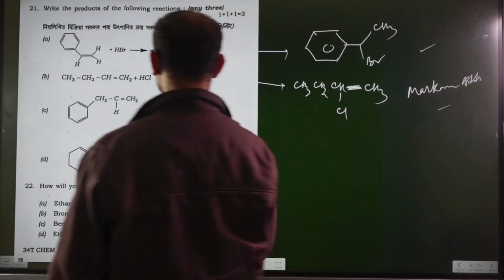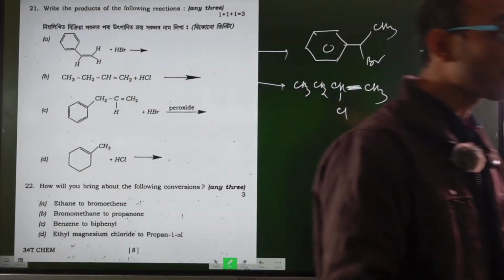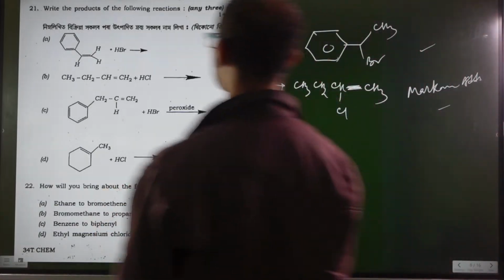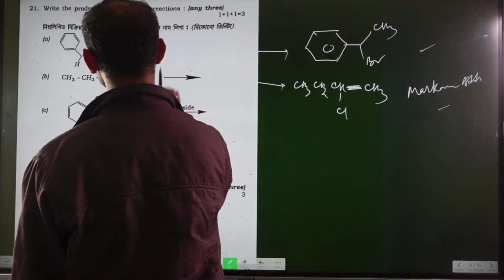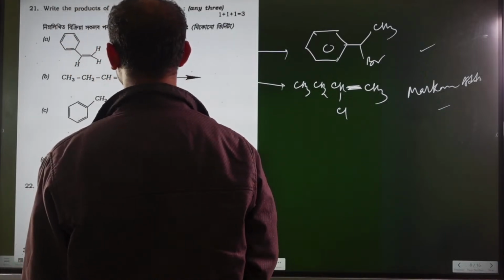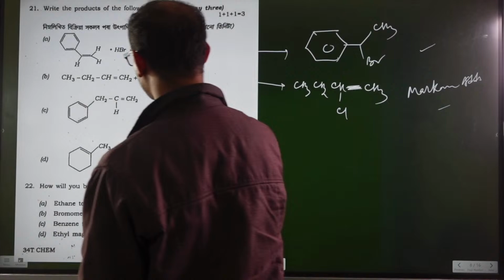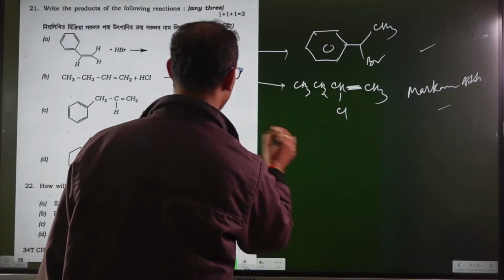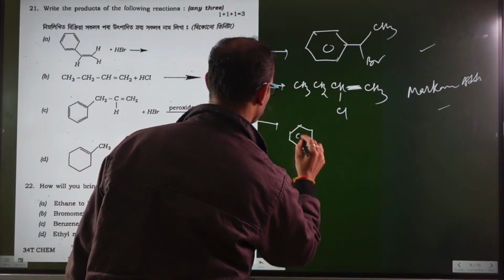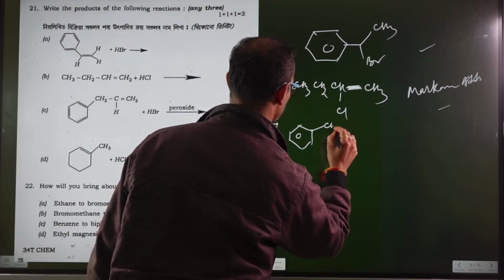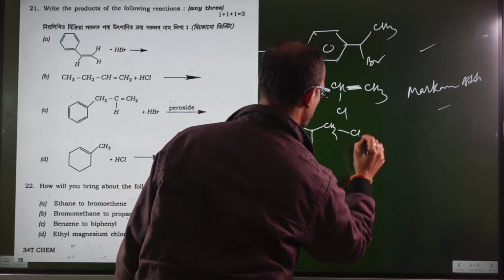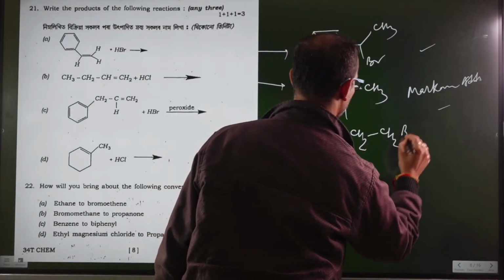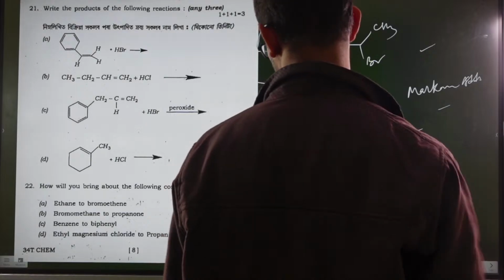In the third, see, HBr is added in the presence of peroxide. That means this reaction is undergoing anti-Markovnikov addition of HBr. So H plus will be added to the carbon atom which has the least number of hydrogens. So the product will be like that. This CH2, CH2, and it is CH2Br. This is your anti-Markovnikov addition.